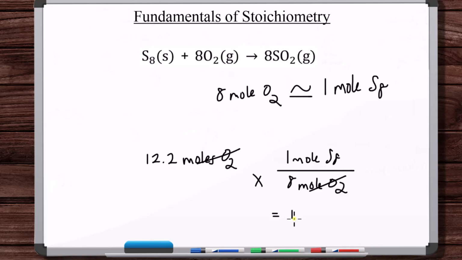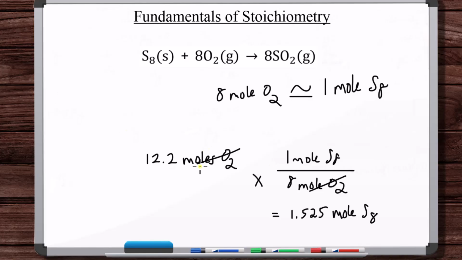1.525. So if you started with 12.2 moles of O2, you would need 1.525 moles of S8 to fully react with all of those moles of O2. And again, how many moles of SO2 would be produced from this 12.2 moles of O2 or 1.525 moles of S8? You could just do another calculation with a stoichiometric equivalency that includes SO2.